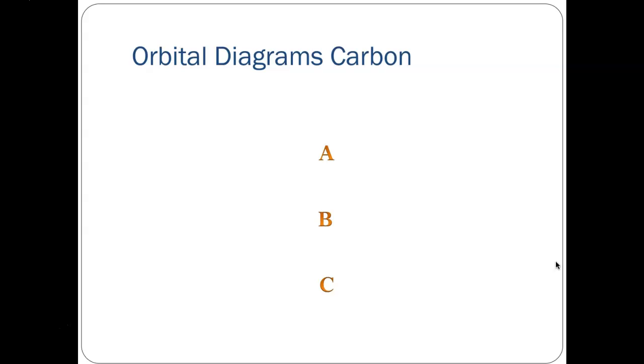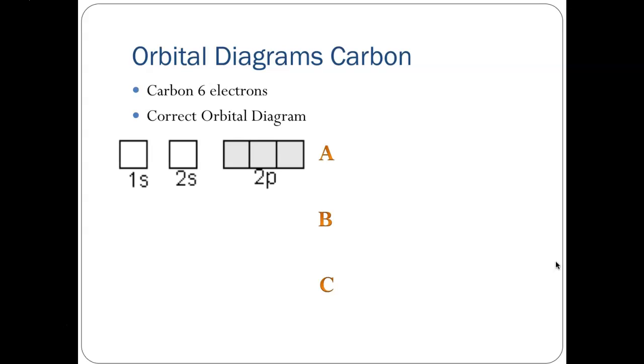Okay, so now let's look at carbon. We know that carbon has an atomic number of 6. So how many electrons does it have? Yes, carbon has 6 electrons. Awesome. So that means we have to fill our orbital diagram. I'm going to first show you the correct one and then some incorrect ones.